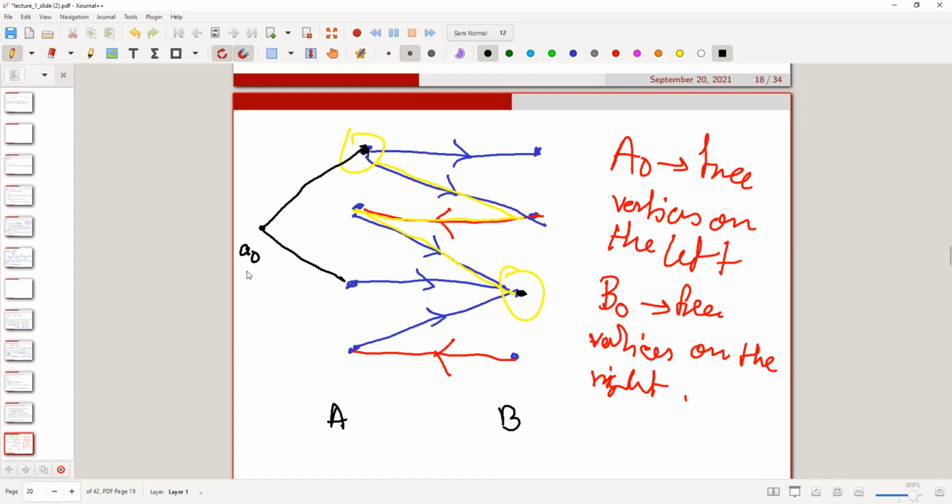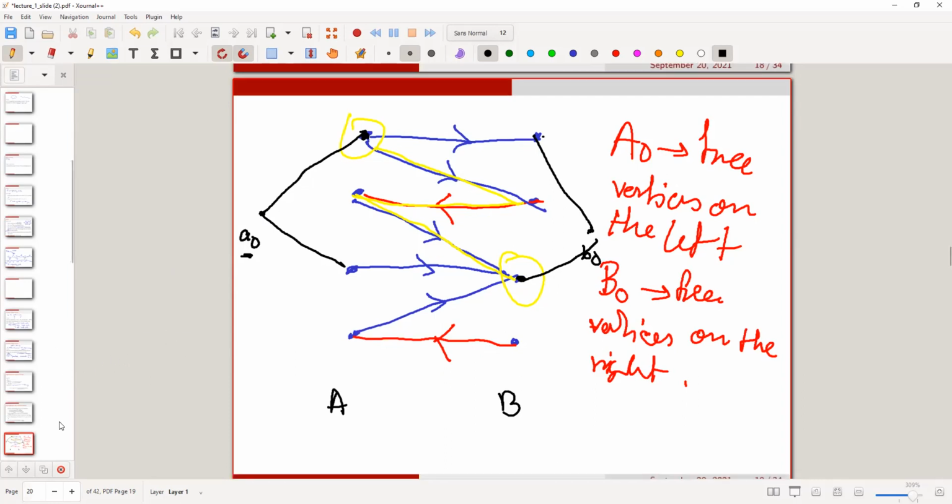Yes. So we basically add a super vertex on the left hand side and also a super vertex on the right hand side, and add edges from A0 to all the free vertices of A, and from all the free vertices of B to B0. We add these edges, and then we run the DFS. And now it will be order n time, because you run only one DFS. Okay. So now if it is fine, then we can move on.